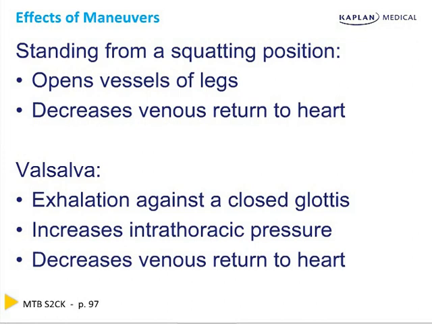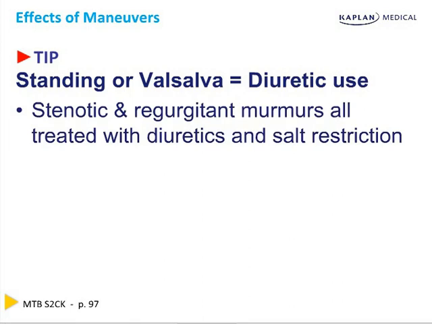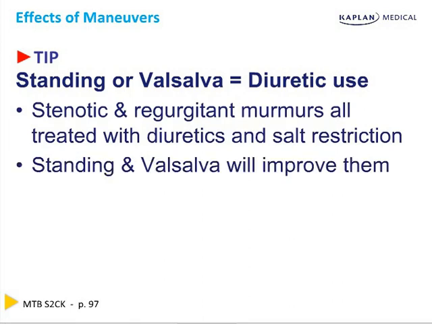And when you have decreased heart filling, you have less murmur, with the exception of those two lesions, mitral valve prolapse and HOCM, which increase. The auscultatory maneuvers, you see, they simulate the treatment. So if you have a lesion that gets better with diuretics, like aortic regurg, mitral regurg, aortic stenosis, mitral stenosis, then standing or Valsalva will make it better. Stenotic and regurgitant lesions all are treated with diuretics and salt restriction. That's why standing and Valsalva will improve them.